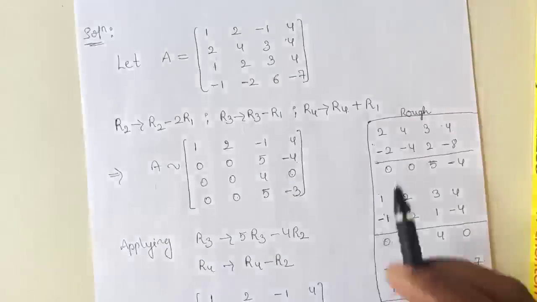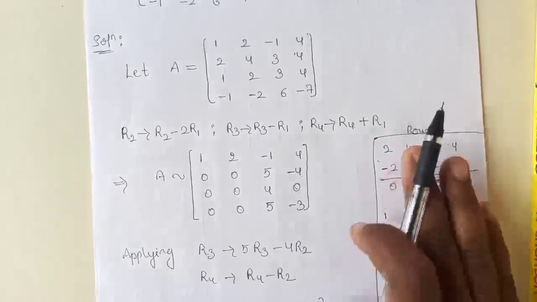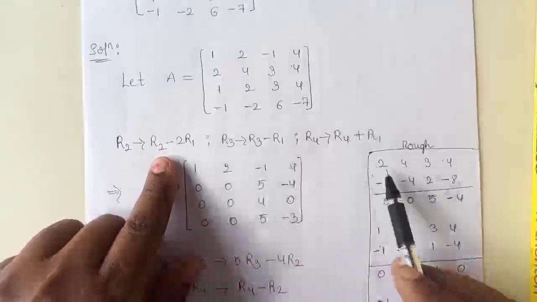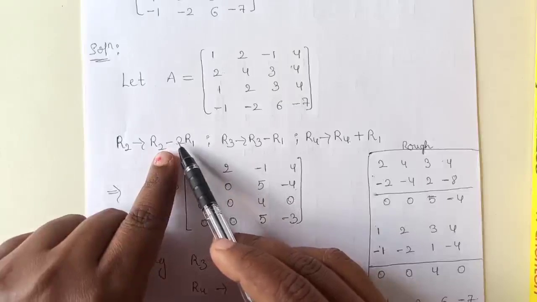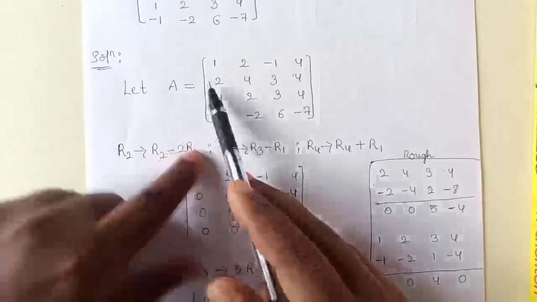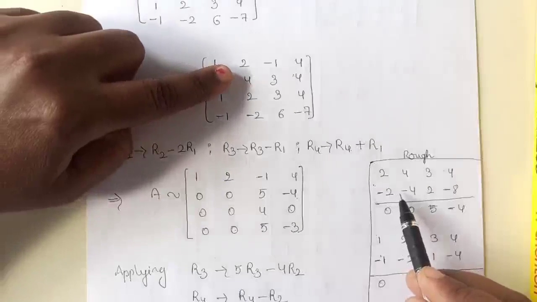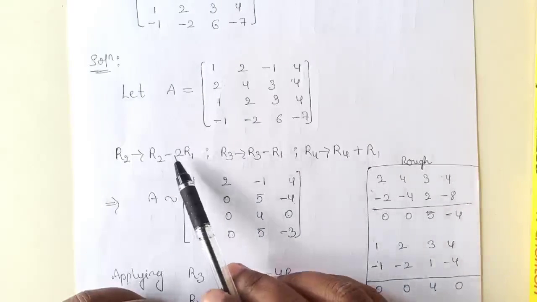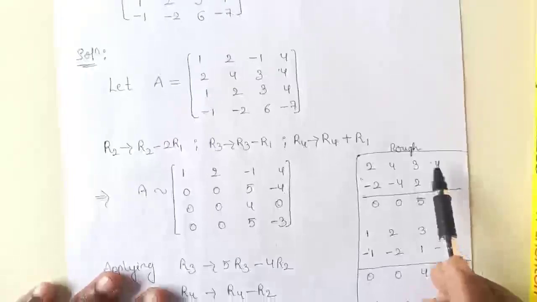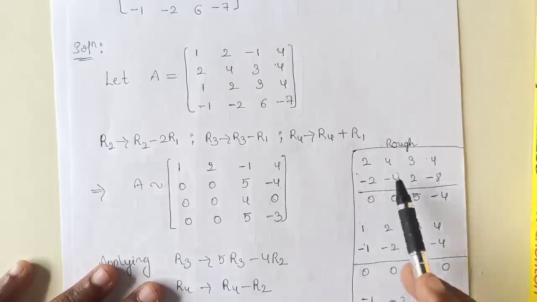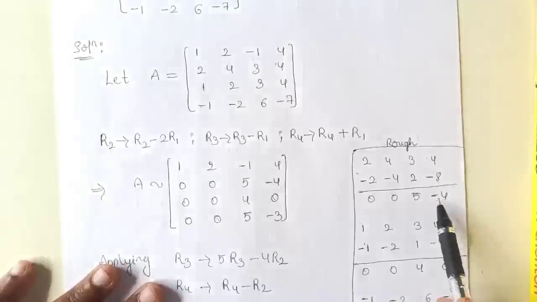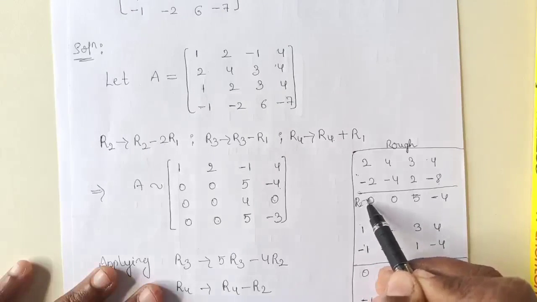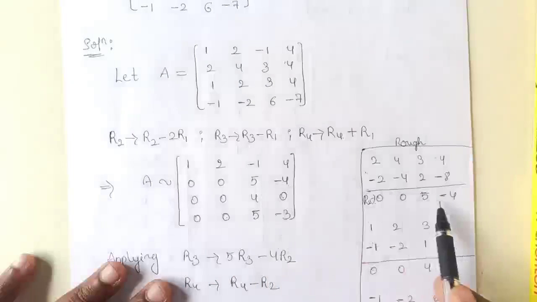Here we have done the calculation part in the rough work. Write all the R2 entries, that is 2, 4, 3 and 4, minus 2 into R1. R1 is multiplied by minus 2, so minus 2 into 1 equals minus 2, minus 2 into plus 2 equals minus 4, minus 2 into minus 1 equals plus 2, minus 2 into 4 equals minus 8. Simplifying this, minus 2 cancels, minus 4 plus 4 cancels, 3 plus 2 equals 5, 4 minus 8 equals minus 4. These are the new entries of R2: 0, 0, 5, minus 4.